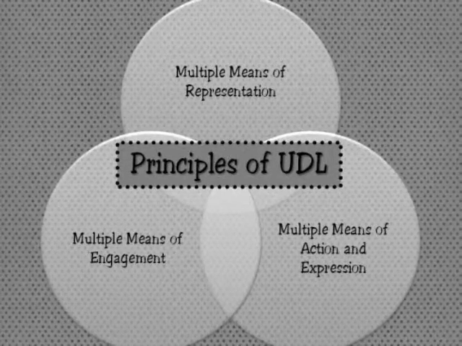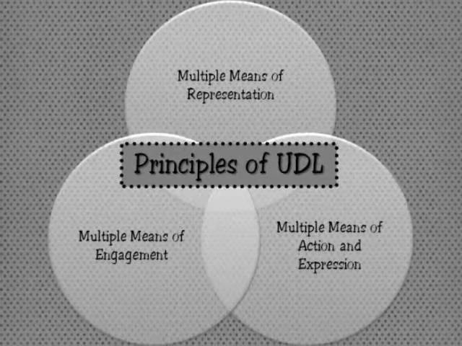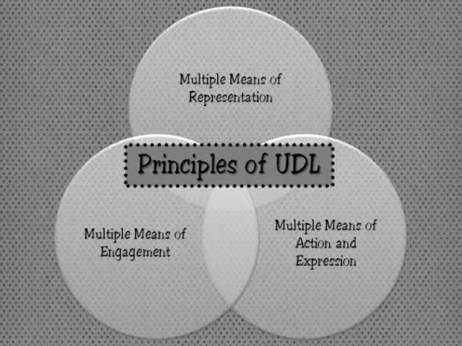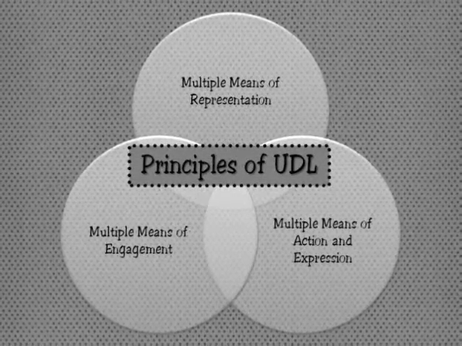Universal Design for Learning has 3 principles that are essential to the purpose: multiple means of representation, multiple means of action and expression, and multiple means of engagement. These flexible networks are needed as a result of every brain being different and unique.